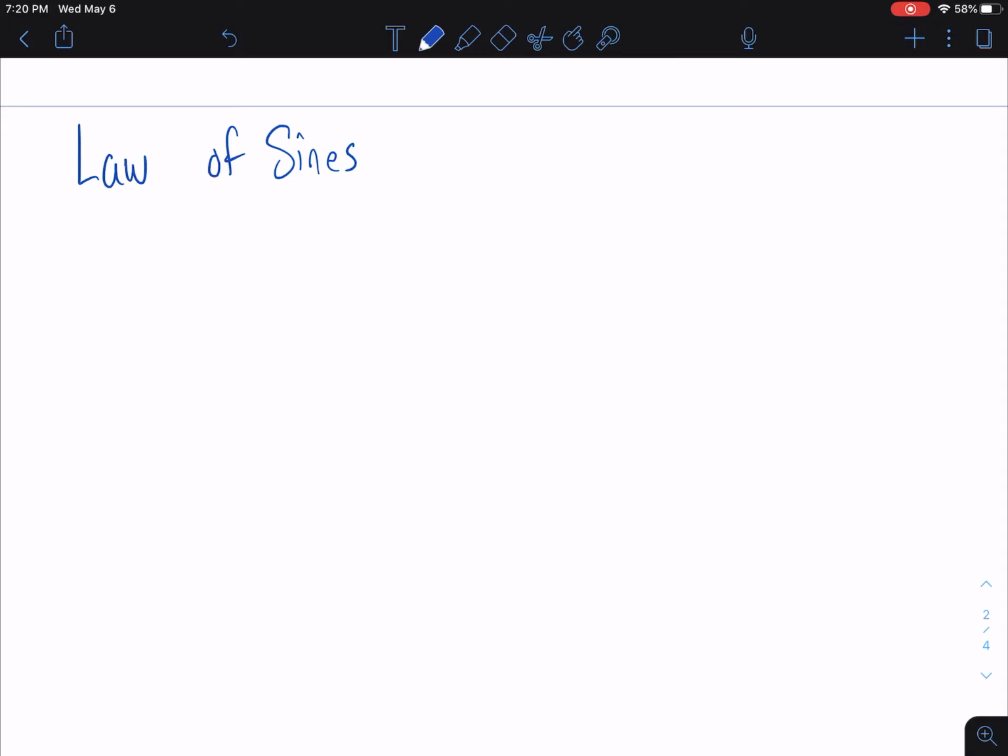We're going to be talking about the law of sines today. And the law of sines is going to be fundamentally different from every other right triangle trig thing we've talked about, because there is no right triangle. With the law of sines, there's just an arbitrary triangle.